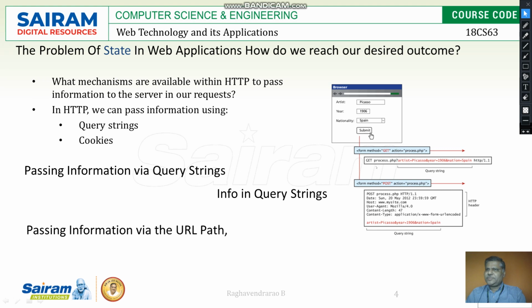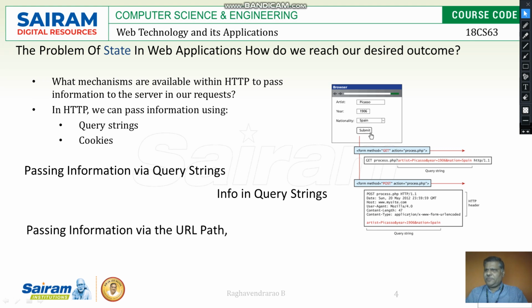So these things become a query. Artist is Picasso, year is 1906, and nationality is Spain. Only if all three are given together does the process get executed, giving the desired outcome. That is if you use the get method. If you use the post method, with the same query, you will see form method post, action process.php.